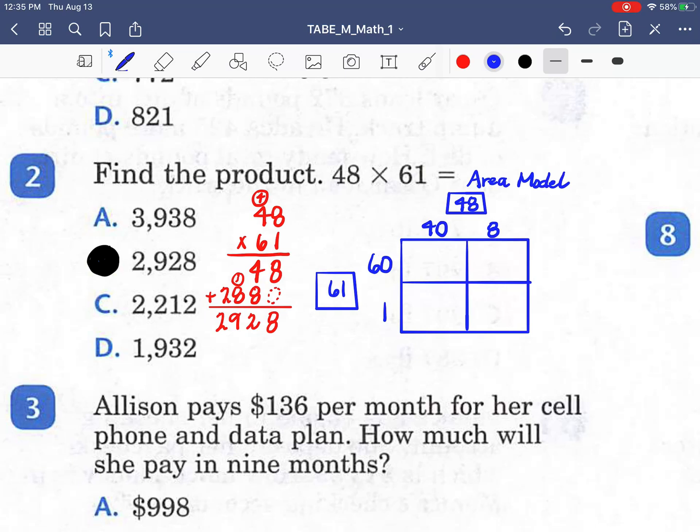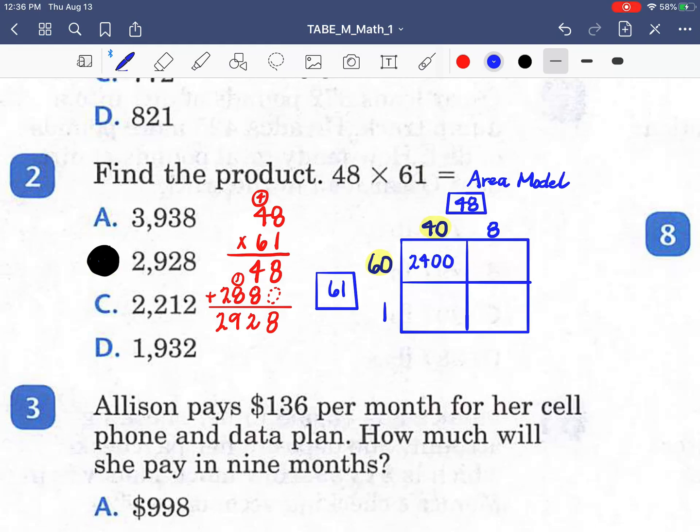And if you had 3-digit numbers, 4-digit numbers, you could do this all you needed to. You just draw the number of boxes that you need to fit your problem. So 48 is 40 and 8. 61 is 60 and 1. And then this goes back to that zero trick that we learned in another lesson. So the first thing we're going to do is combine the 60 and the 40. Okay, so that is 2 zeros, and 4 times 6 is 24. So 60 times 40 is 2400.